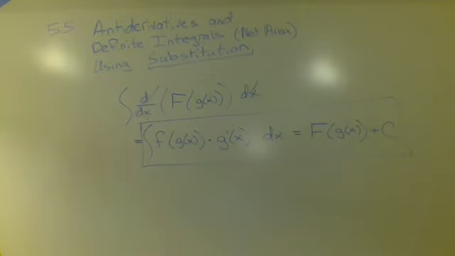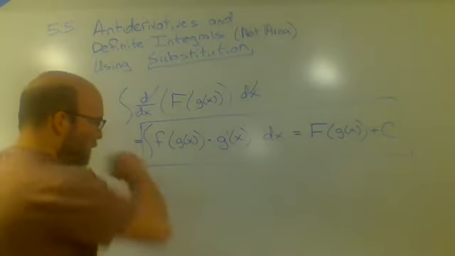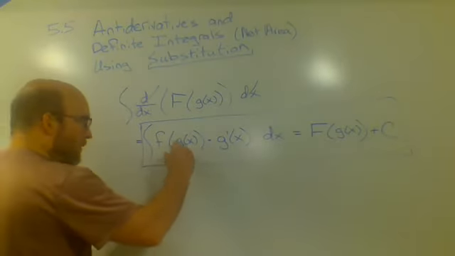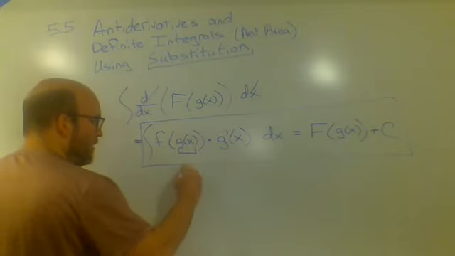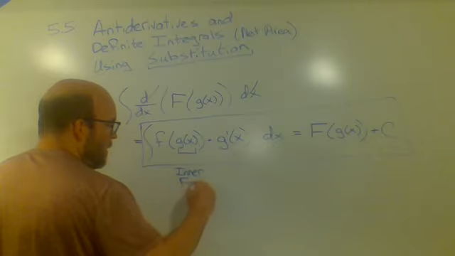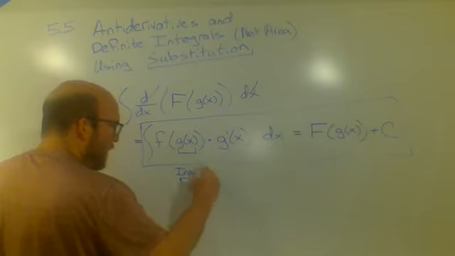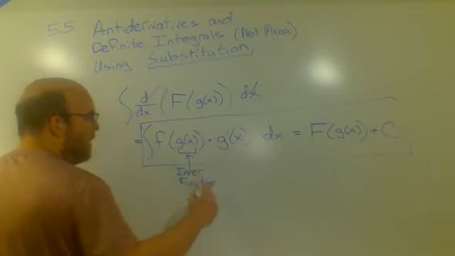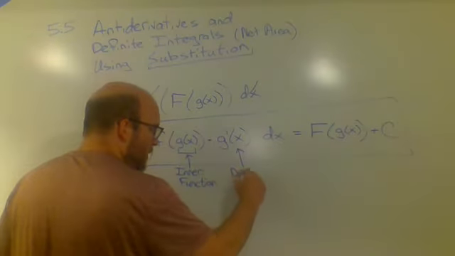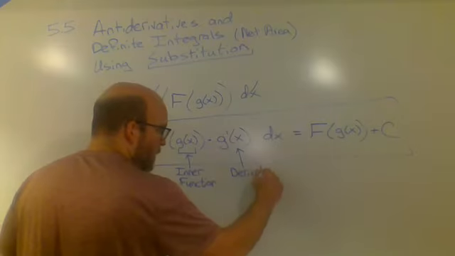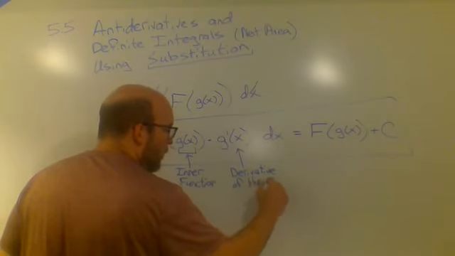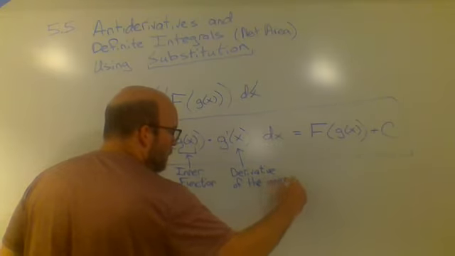So the key thing here is that, just like the chain rule, we need to identify what the inner function is. And once we identify what that inner function is, we need to make sure that the derivative of the inner function is also part of our problem.